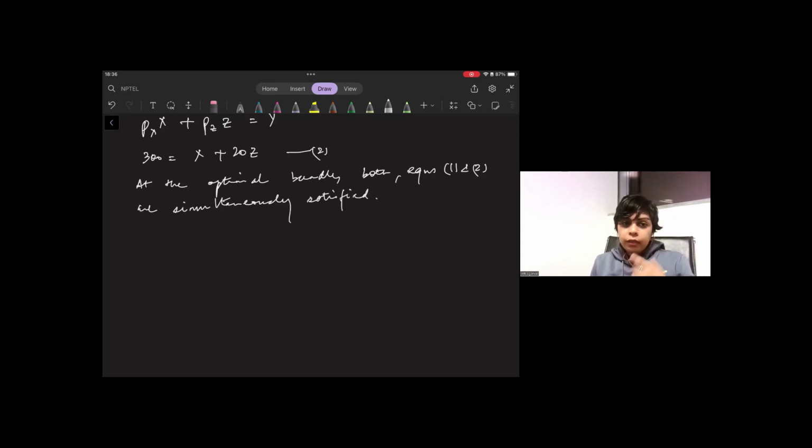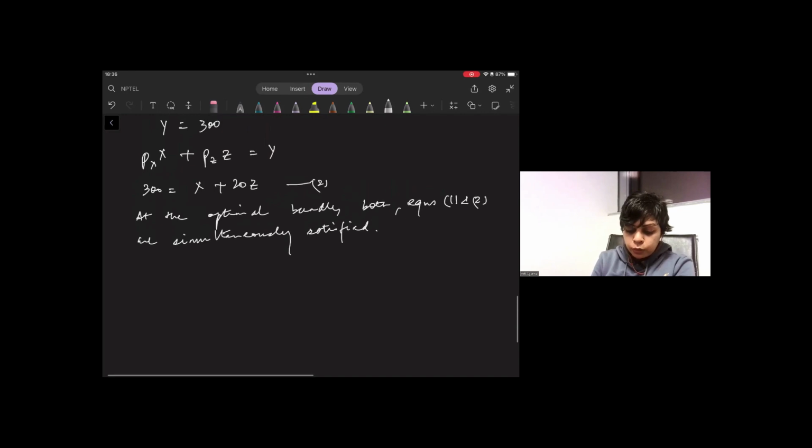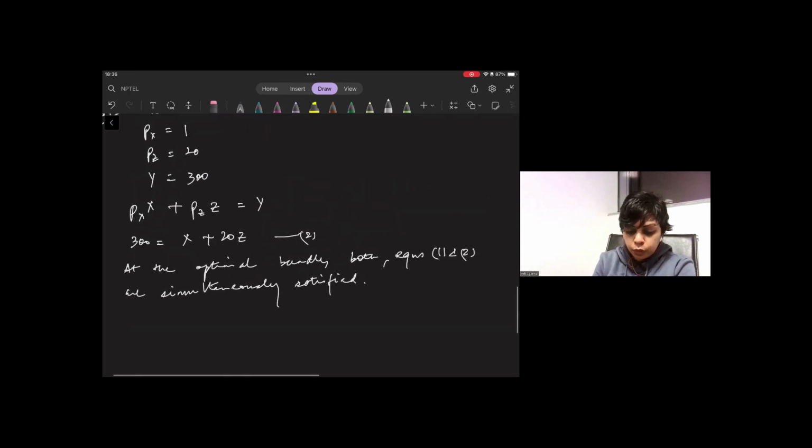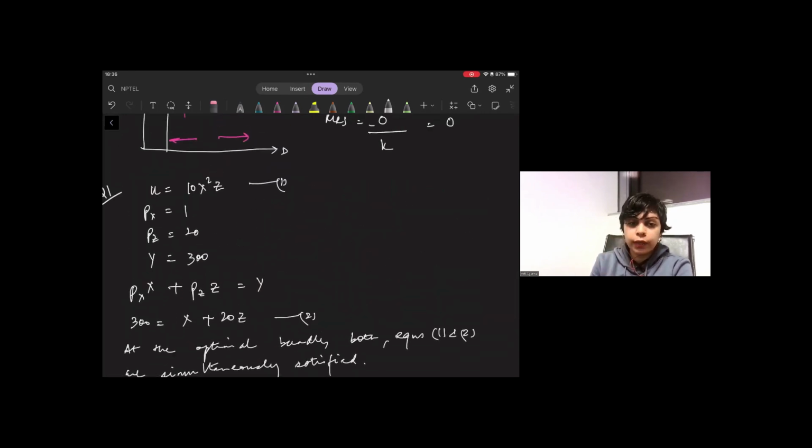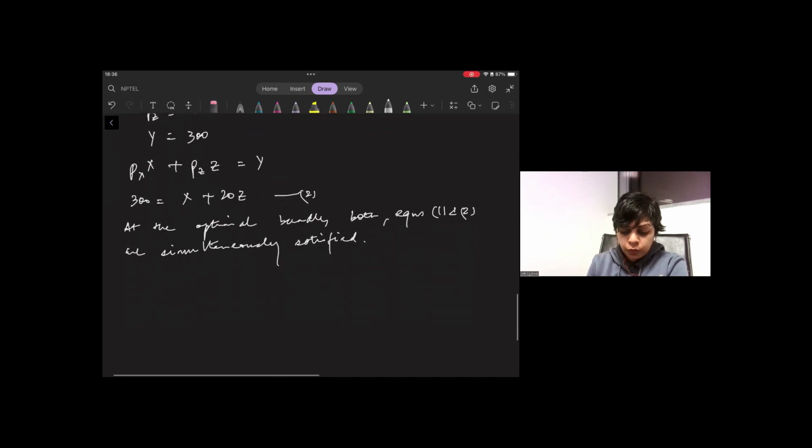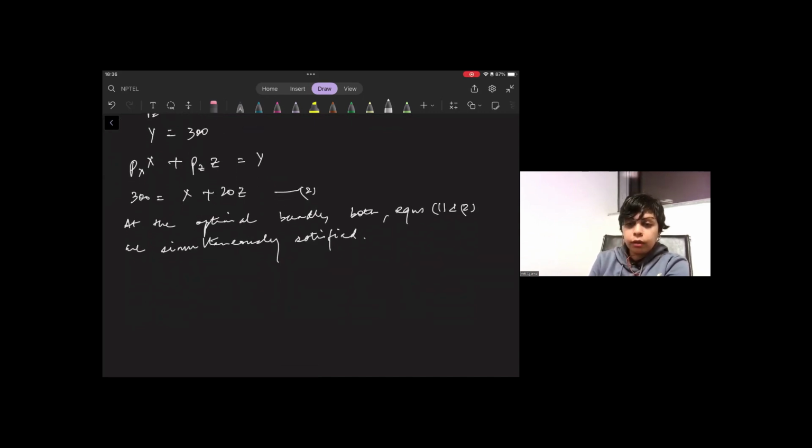So what does that mean? It means that I can calculate the value of x from 2 and plug it into 1. It's just two equations in two variables, right? You can substitute the value of one and plug it into the other. And then what we do? We will solve for any one variable.